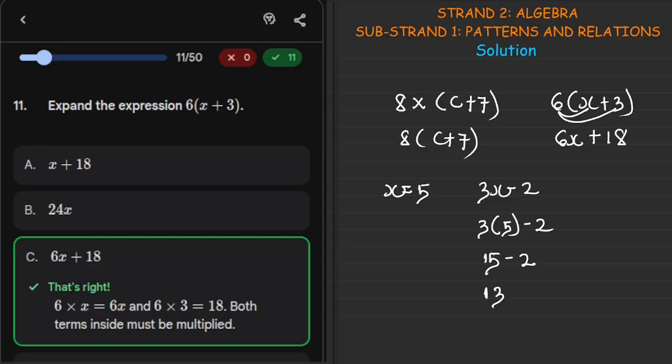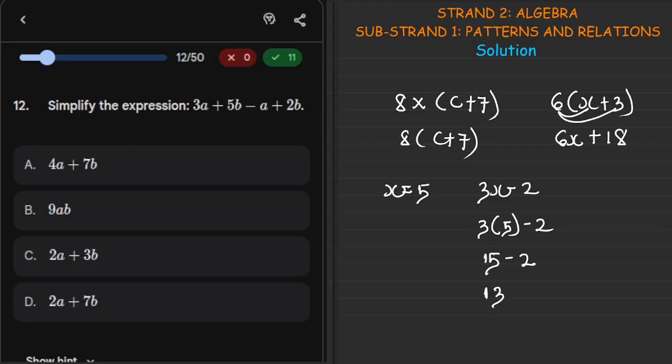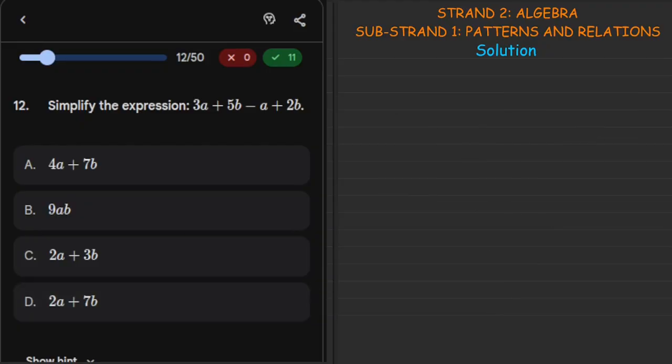Question number 12 says you have to simplify the expression 3a then plus 5b minus an a and then plus a 2b. And before we can simplify these, we need them as what? Like terms. We need to group them.